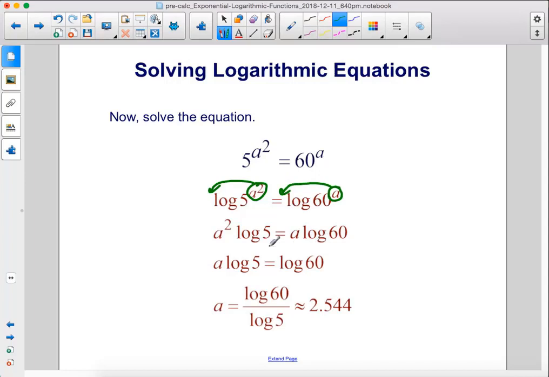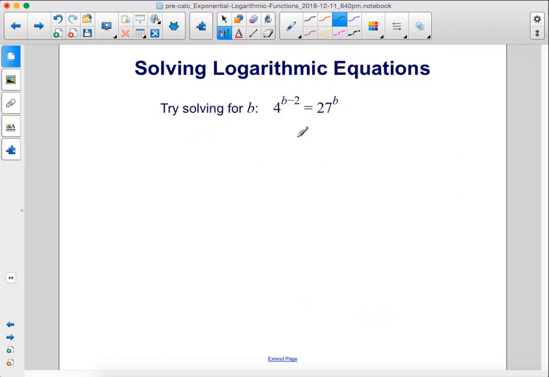Then we can divide both sides by a, which leaves one a over here since this was a squared, but gets rid of that one entirely. So we have a times log 5 equals log 60. Divide both sides by log 5, and we get a equals log 60 over log 5, which is approximately equal to 2.544.